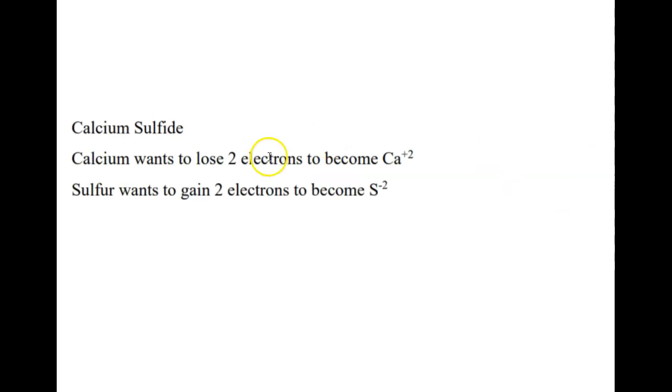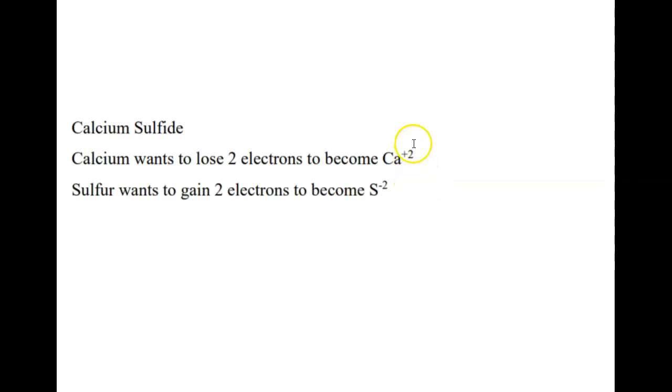All right, calcium sulfide. Calcium wants to lose 2 electrons, just as before. Sulfur wants to gain 2 electrons, just like before. If calcium loses the 2 electrons, that means it's going to have 2 more protons than electrons. It becomes Ca +2. If sulfur gains 2 electrons, it becomes S -2.